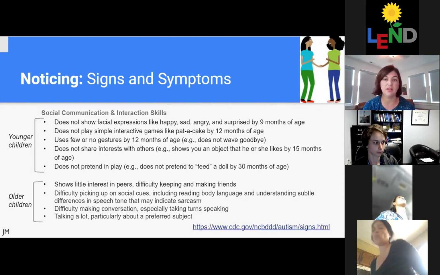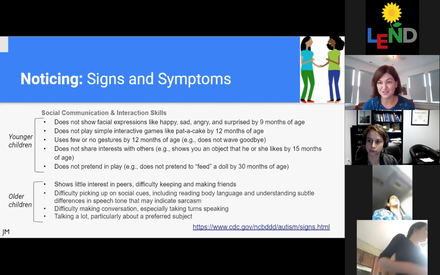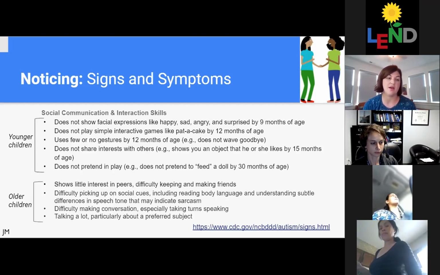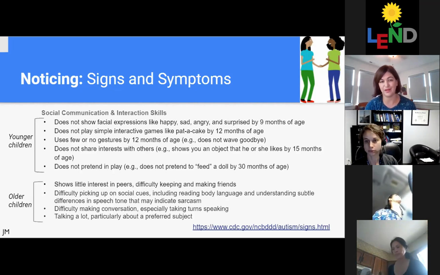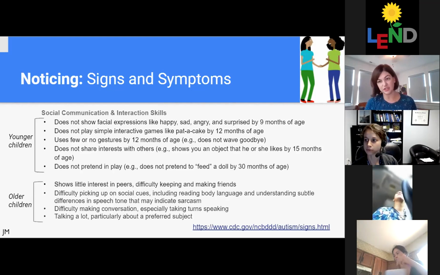Now, it's important to recognize that as a child or individual develops, there's obviously different social demands. So we wanted to include on here some signs and symptoms for an older child, possibly. So maybe difficulty with friendships, having a hard time picking up on social cues, like reading body language, sarcasm can be tricky, figurative language can be really hard, or taking turns in a conversation.